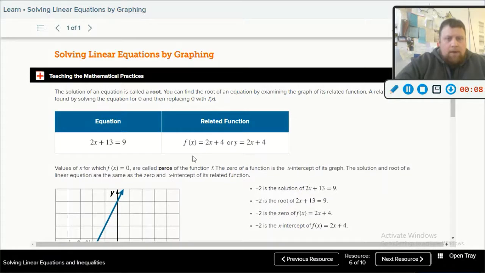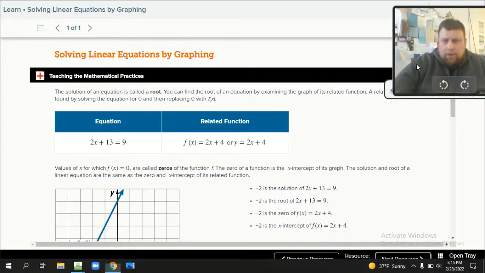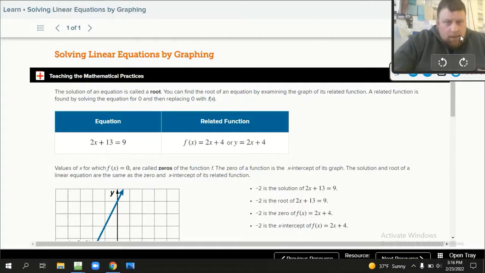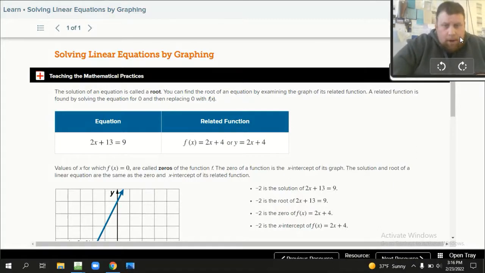Right, now we want to go on. The solution of an equation is called the root. Okay? Move some of this stuff out of the way. Pardon me, I'm trying to. The solution to an equation is called a root. You can find the root of the equation by examining the graph of its related function. A related function is found by solving the equation for 0 and then replacing 0 with f of x.